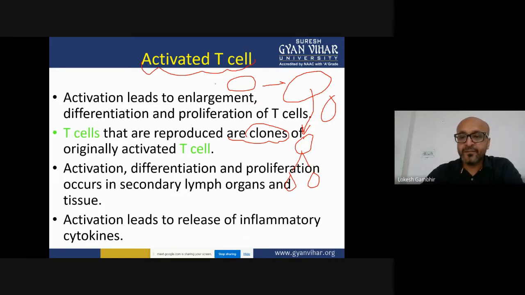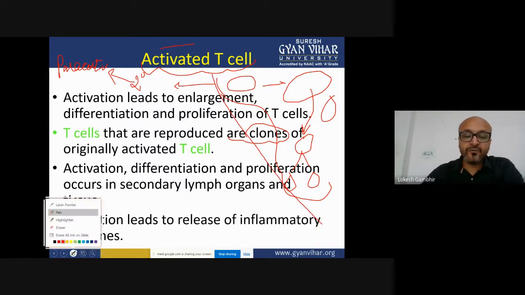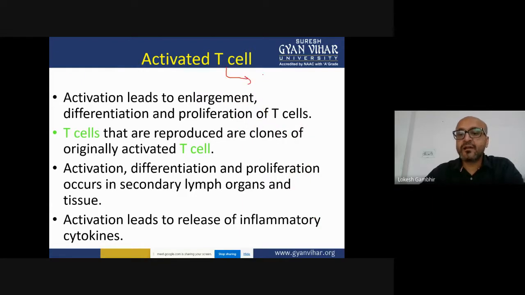And where is this complete process happening? This is happening in the secondary lymphoid organ, and inside that secondary lymphoid organ it is happening in the paracortical region, where the T cell center was present. Once they are activated, this is happening simultaneously. Along with this, they will start secreting the cytokines which will start inducing the inflammation at the site of infection.